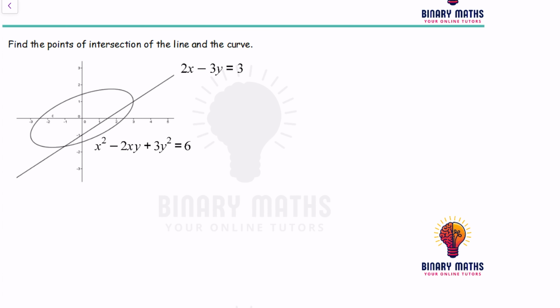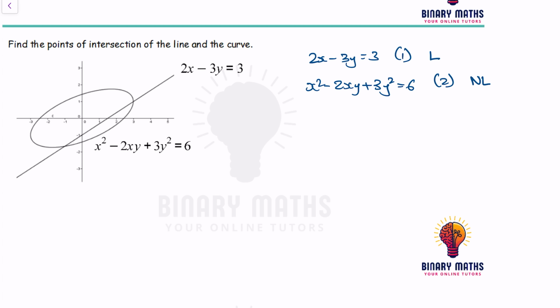Okay, so find the points of intersection of the line and the curve. You've got a more complicated curve, which is an ellipse here. So again, recognizing which one is linear and which one is non-linear. So I've got 2x minus 3y is equal to 3. That's my equation 1, which is the linear one. x squared minus 2xy plus 3y squared is equal to 6, which is my equation 2, which is non-linear.